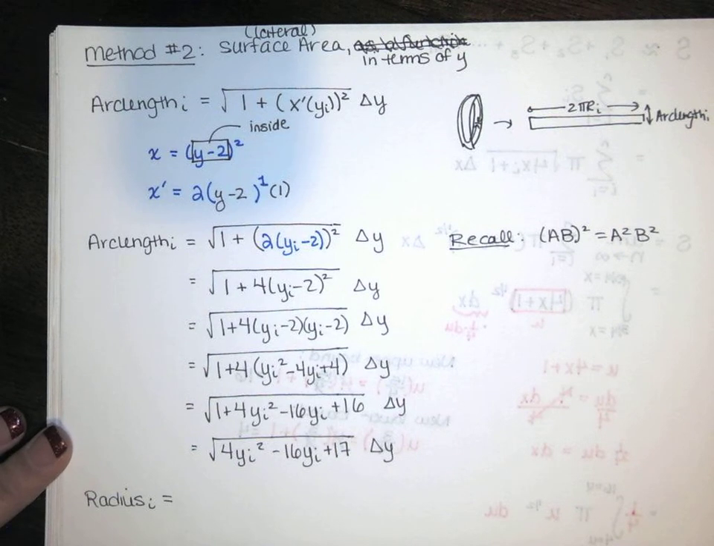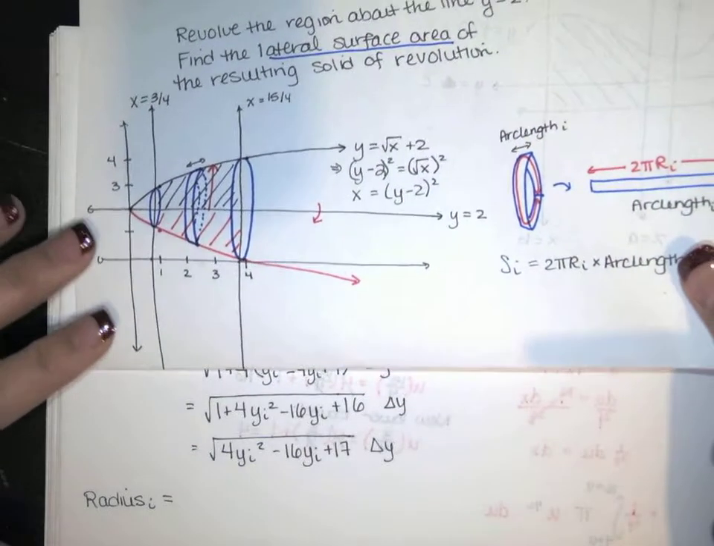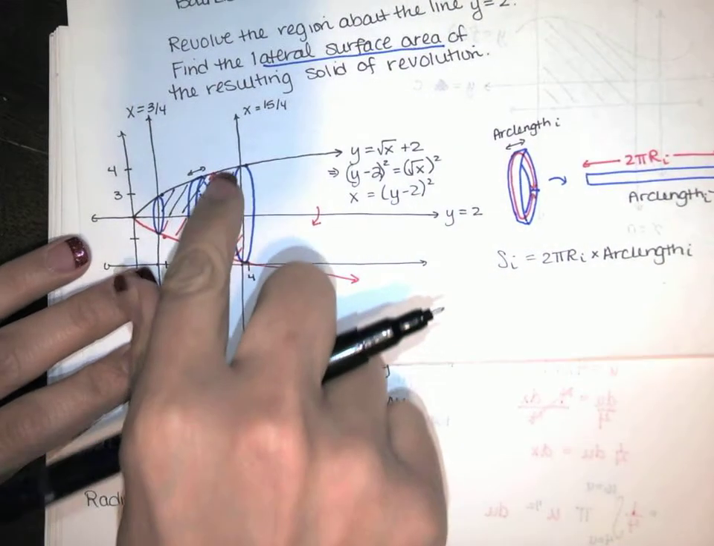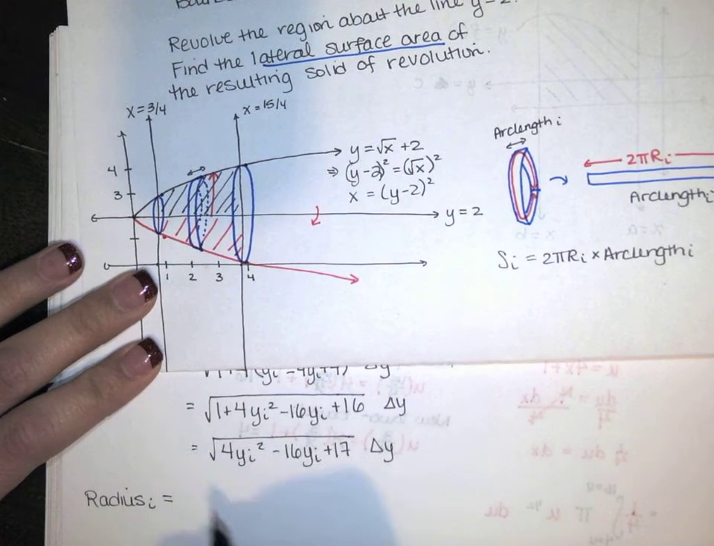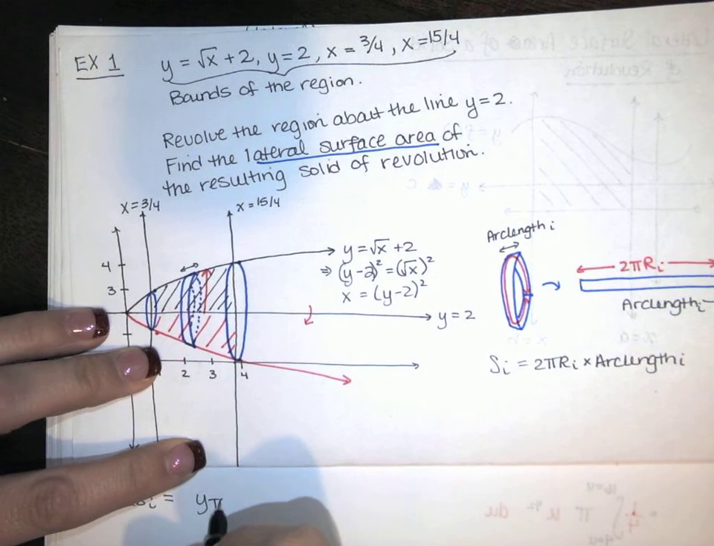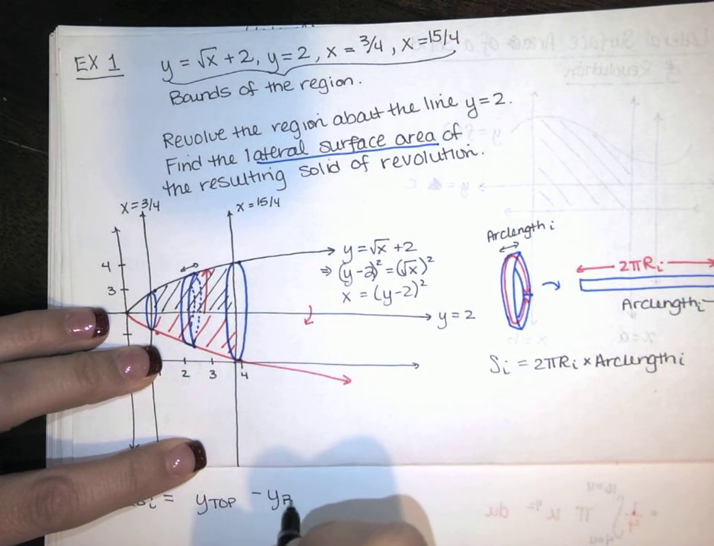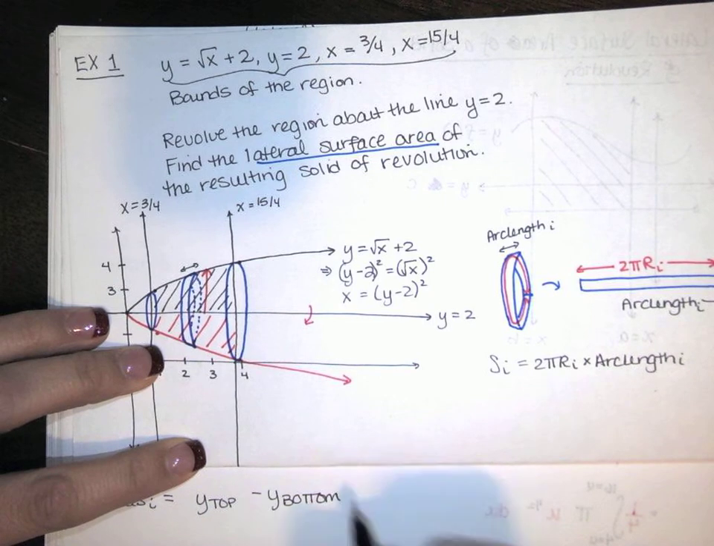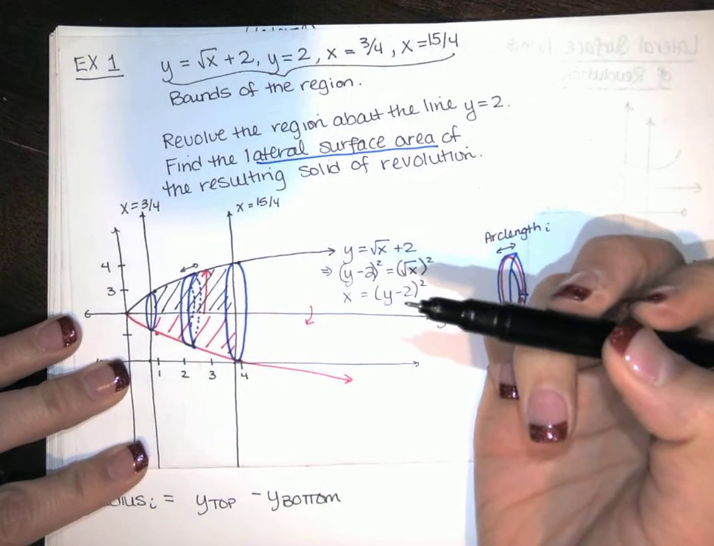Ooh, actually, maybe I didn't need to do all that algebra. I think it might work out after all. Let's see. Radius is vertical, so it's the top y value minus the bottom y value, but I want them in terms of y.